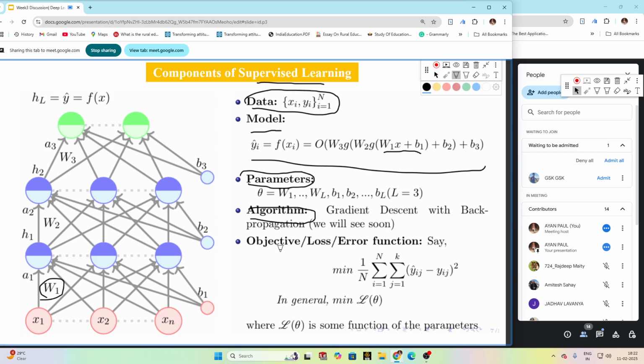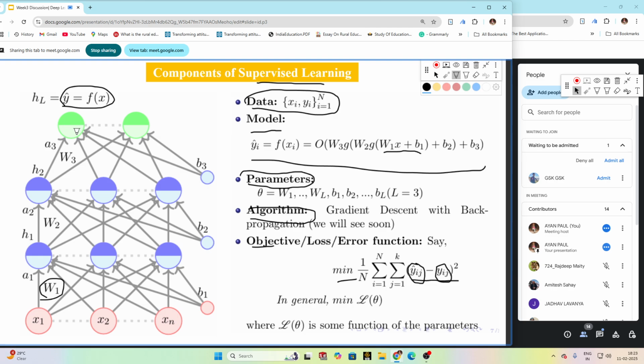And then we have the objective or loss function. What is it? We get a predicted output, y hat, but we also have a true output, y. The error between y and y hat is known as the loss function, and our target is to minimize this error. This is the squared error, so yij minus y hat ij. Whenever you see the hat on the output, that is the predicted one, and yij is the actual one.